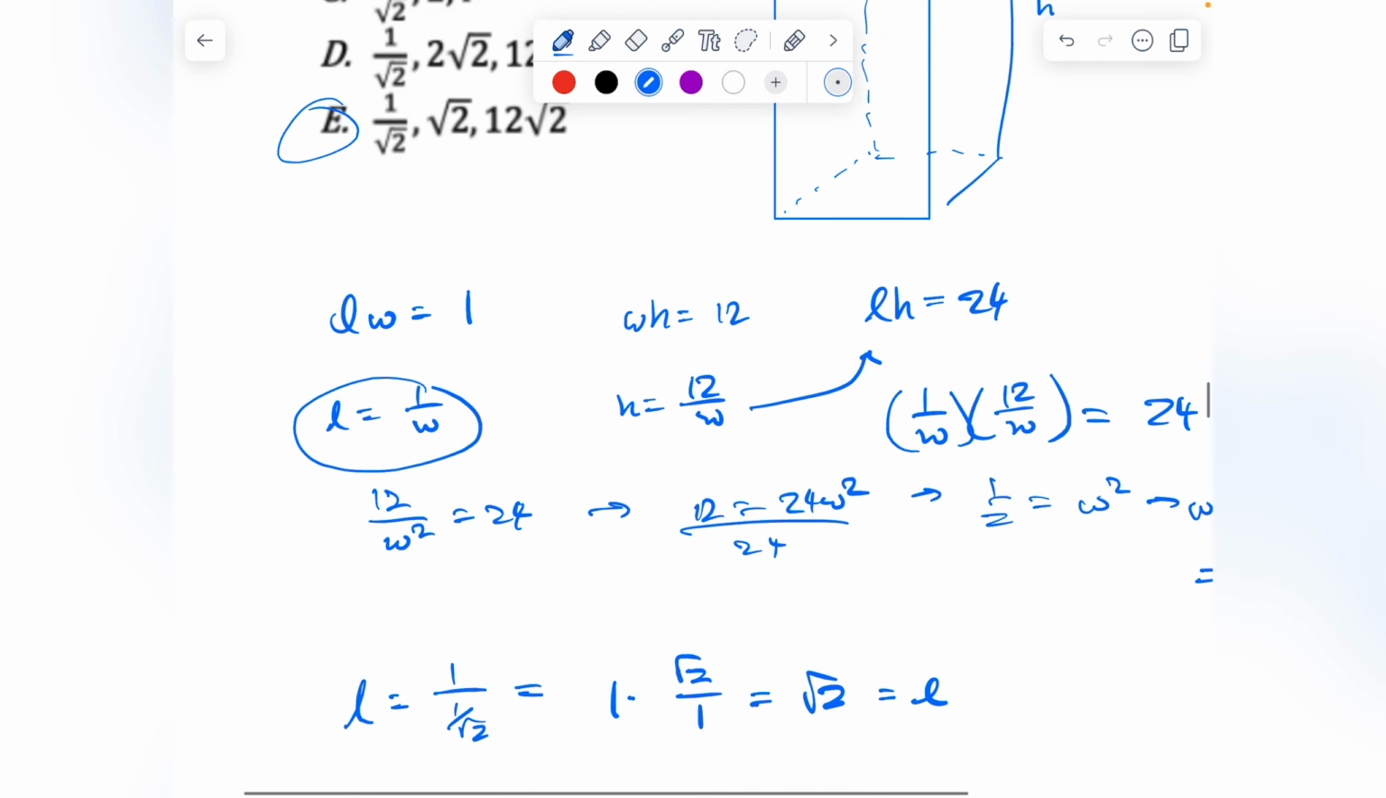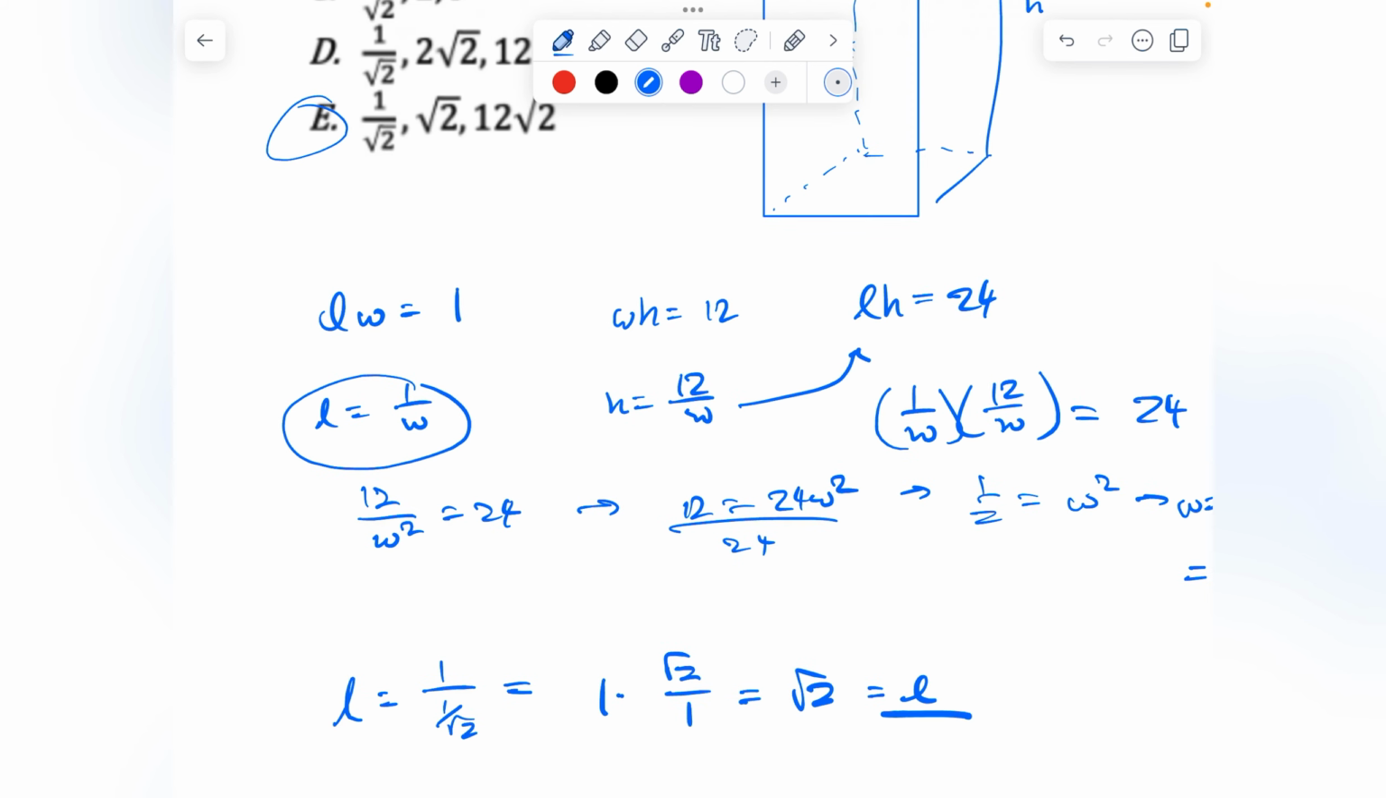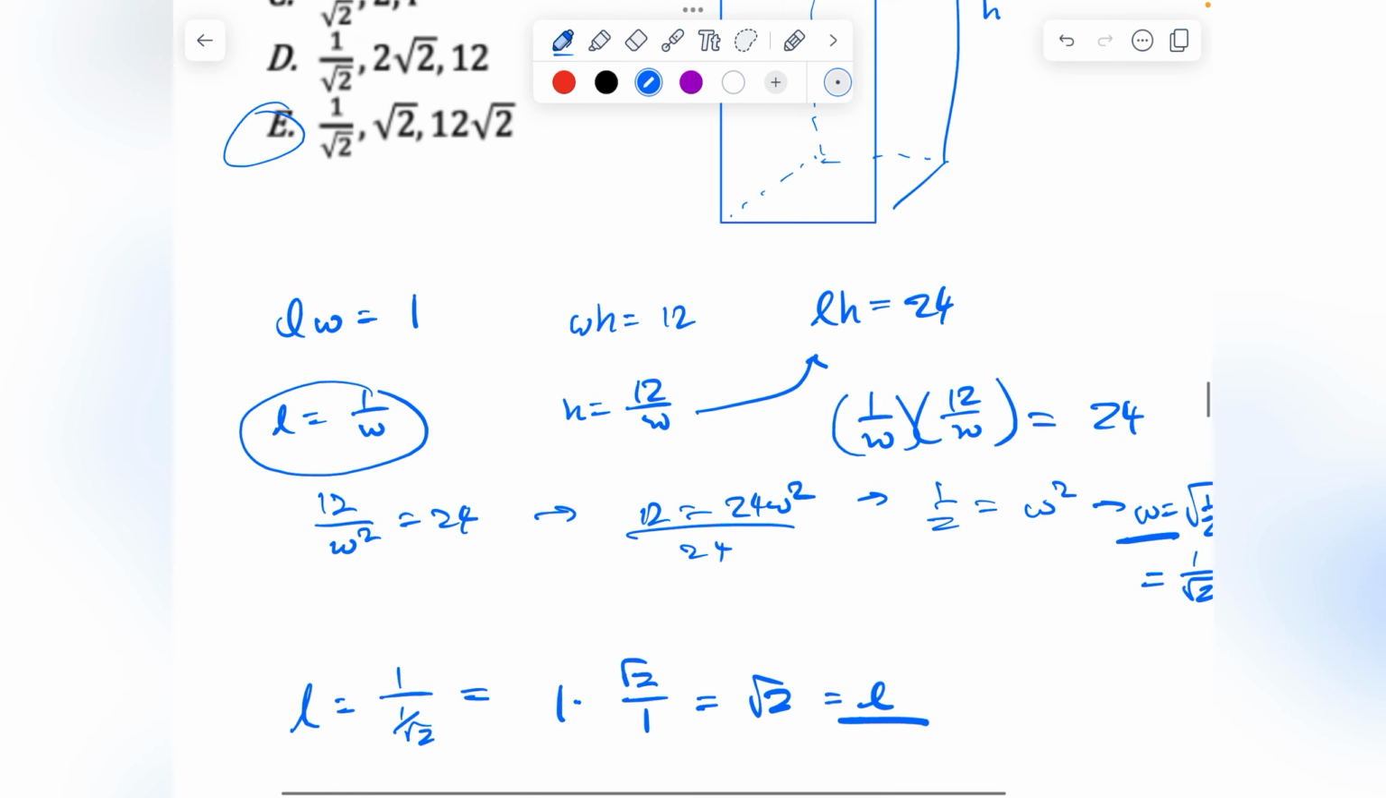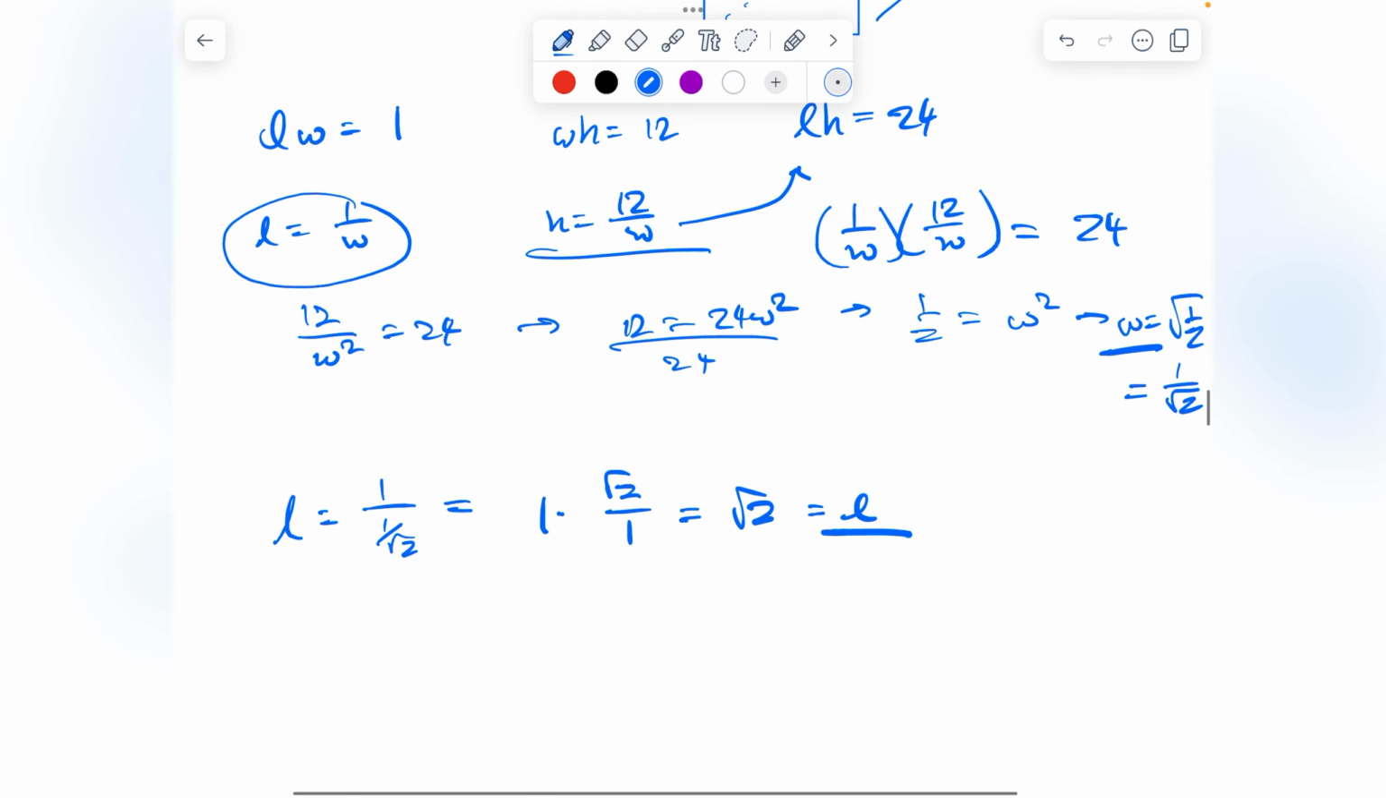We'll just do the last term just to make things easier. So I know L, I know W, let's find H. So H is equal to 12 over W. H is equal to 12 over W, which is 1 over square root of 2. That's equal to 12 times square root of 2, which is 12 square root of 2.